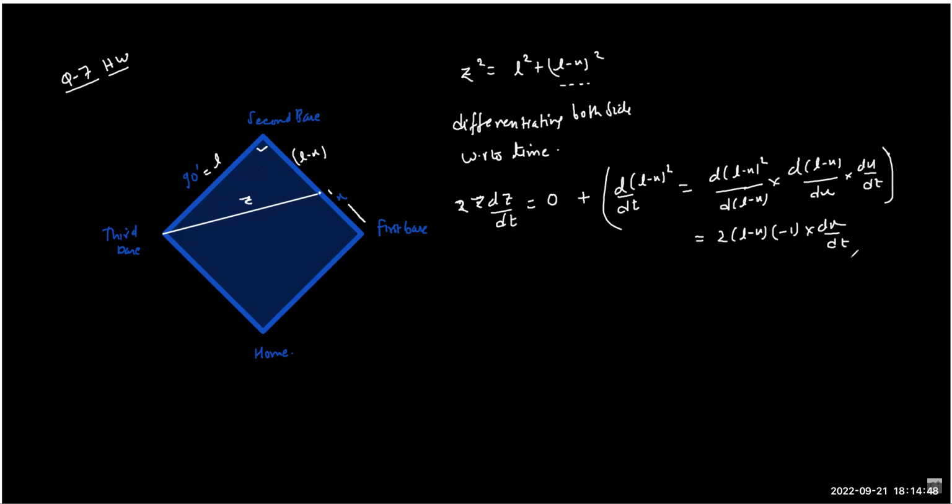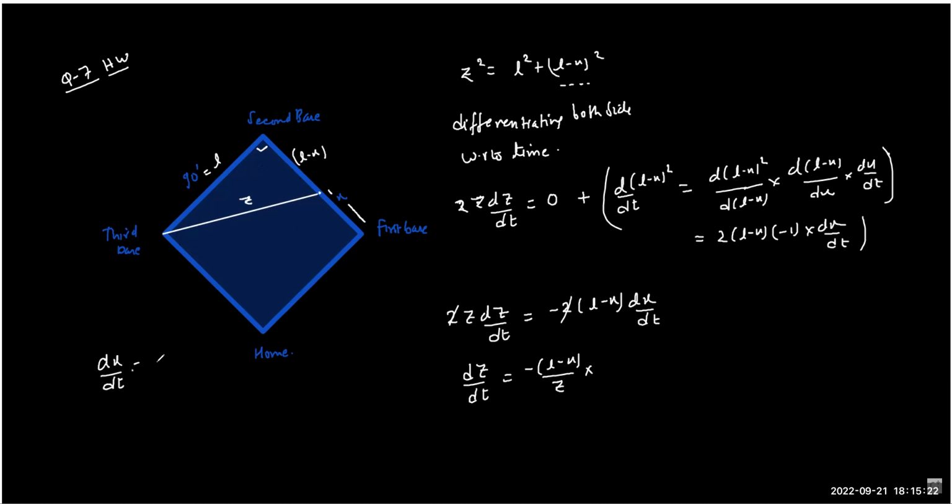So the 2z dz by dt will be equal to minus 2 (L minus x) dx by dt. 2 gets cancelled out. And what are we looking for? dz by dt. So the answer is minus (L minus x) upon z, times dx by dt. And dx by dt is given to us, if you remember. It is 16 feet per second, right?